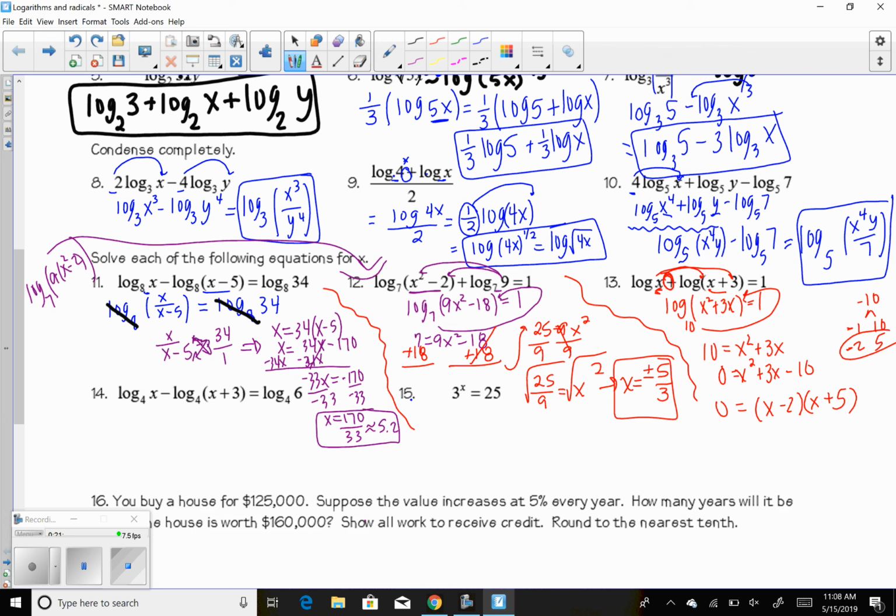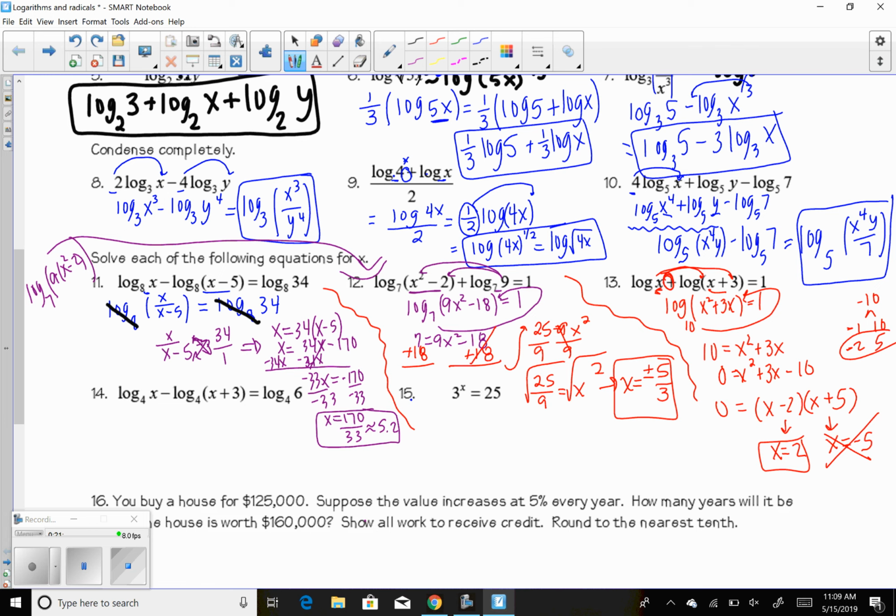So those are the factors. Negative 2 times 5 is negative 10. Negative 2 plus 5 is 3. And then we solve them. So if you set this equal to 0, you end up getting x equals 2. And when you set this equal to 0, you get x equals negative 5. So then you always have to go back to check. If I take the 2, that would go there. That would be fine. 2 plus 3 is 5. 2 works. But when I take that negative 5 back, I would get log of negative 5. And I can't do that. It doesn't work. It's extraneous.